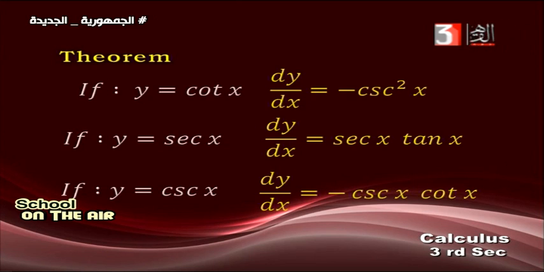Then the derivative of cotan x equals negative cosec to the power 2x. The derivative of sec x equals sec x multiply tan x. And the derivative of cosec x equals negative cosec x multiply cotan x.